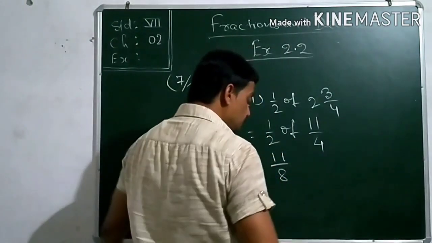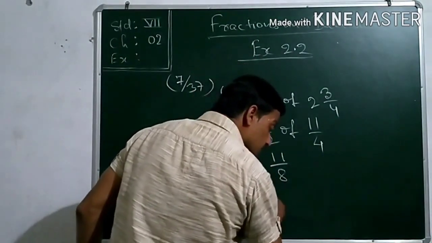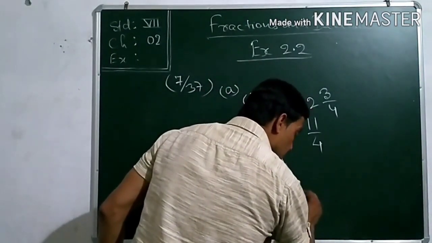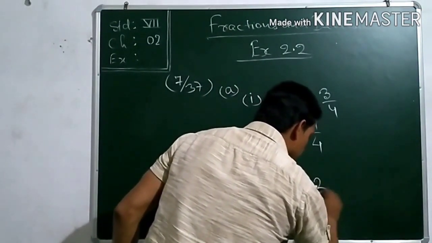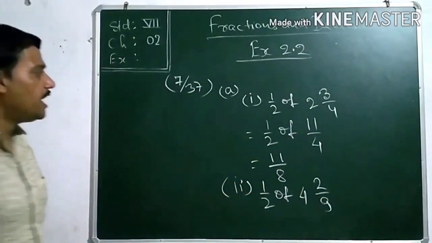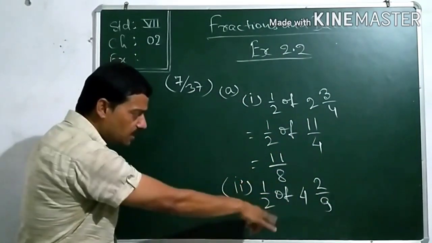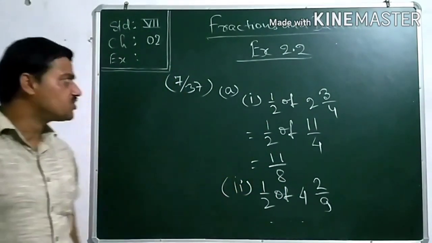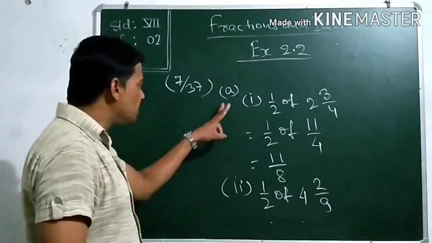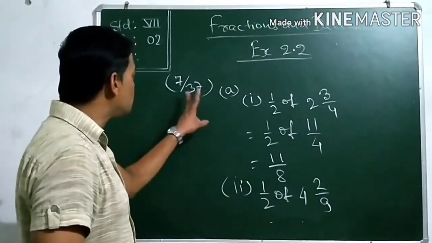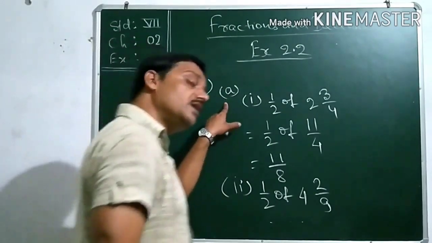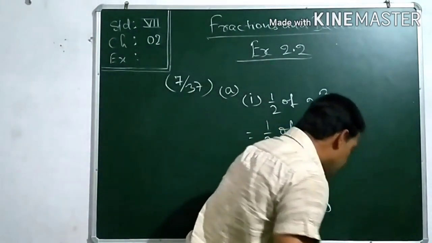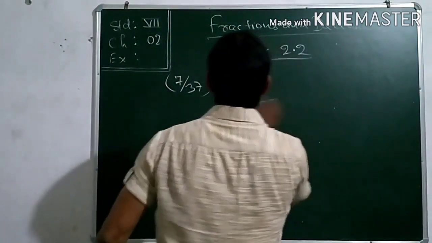And the second sum will be 1 by 2 of 4 whole 2 by 9. Now, as I have solved the first one, very similarly you can find the value of the second one also following the similar steps, and the remaining sums of 7 number B and C, that also you can solve similarly. And the last sum, that is 8 number. Come to the 8 number sum.